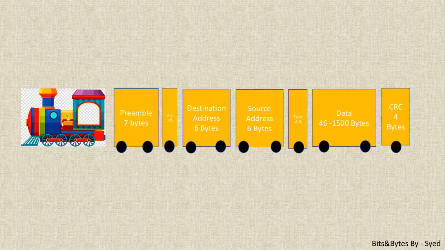So we have several fields like preamble 7 bytes followed by SFD 1 byte, then our source and destination MAC address 6 bytes each, type 2 bytes, and the data field where the actual data resides 46 to 1500 bytes, and then the CRC 4 bytes. So let's look at each of these fields in the coming slides.